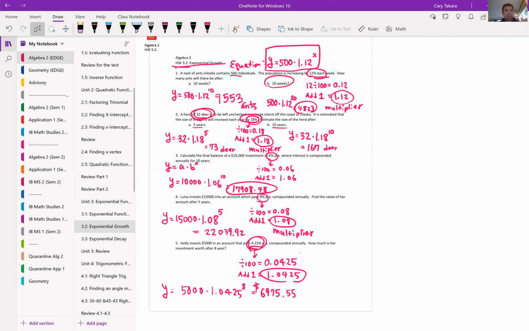Decay means to go down, isn't it? It means to rot, right? It means to go down in value. And so we will talk about that tomorrow.